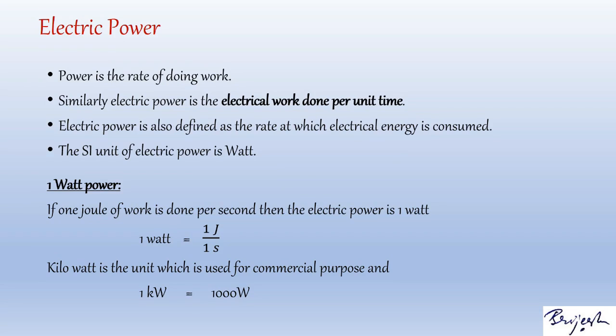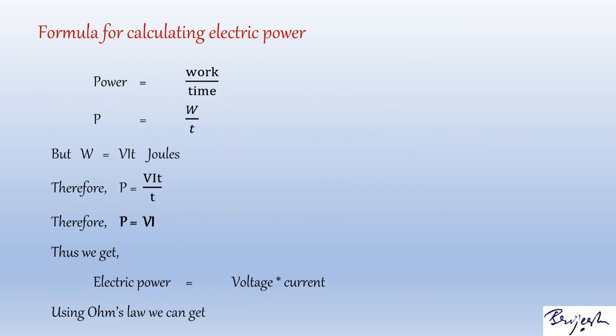Now kilowatt is the unit which is used for commercial purposes, and hence 1 kilowatt equals 1000 watt. Now, the formula for calculating electric power. We know that power is work done per unit time, but W is VIt joules from Joule's law. So P equals VIt upon t, therefore P equals VI. This is a very important relation, P equals V into I. Thus, we get electric power equals voltage into current.